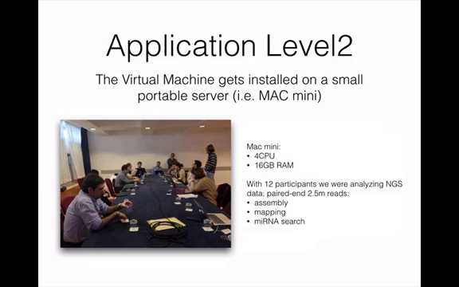This system level 2 application we were using in a master course in Bari where we had 10 participants. So I had a mini-Mac with 4 CPUs and 16 GB RAM. We had 12 participants which were analyzing next generation sequencing data, which were pair-end reads, and we had about 2.5 million reads. And they were doing all in parallel assembly, mapping, and in this very specific case we were also running microRNA search algorithms.